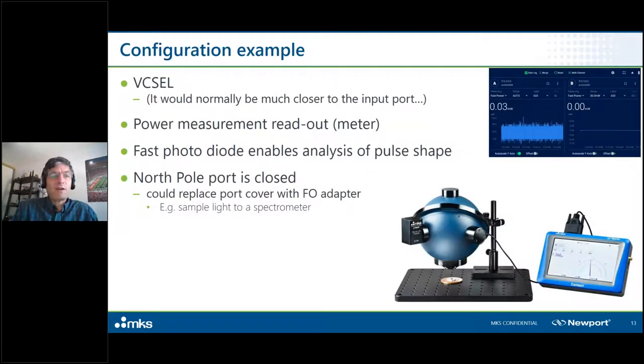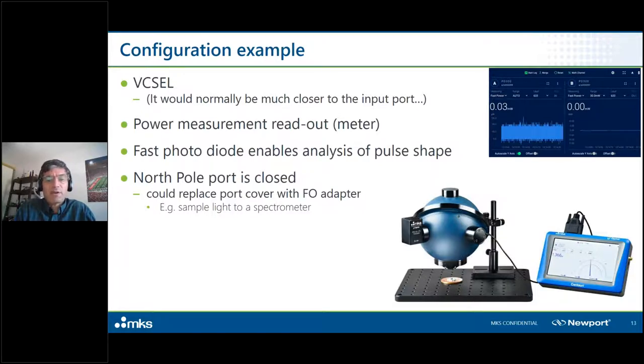So just to give you an example of how these spheres are typically used, and also why integrating spheres are a very handy and fairly ubiquitous piece of lab equipment, this is just a little sample setup. There's a VCSEL on the bottom. It's on a little breadboard. Normally the input source would be much closer to the port than shown here, but this is just for the example. There's a power measurement readout, which is connected to the power sensor that will indicate the power level of the source.